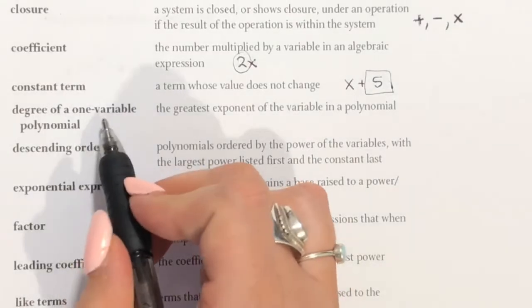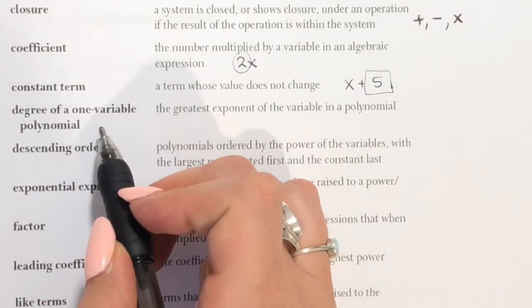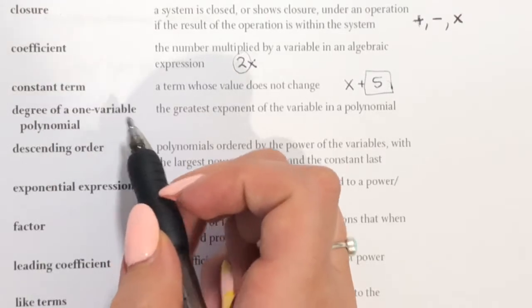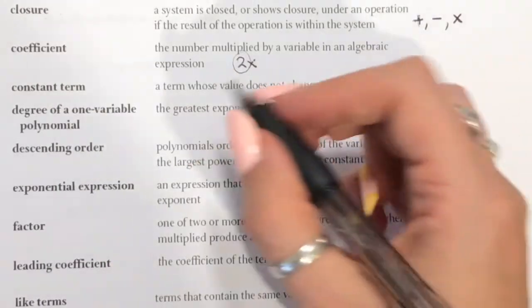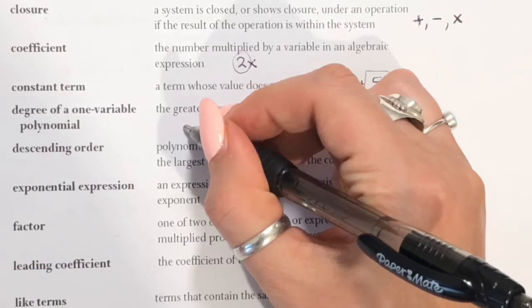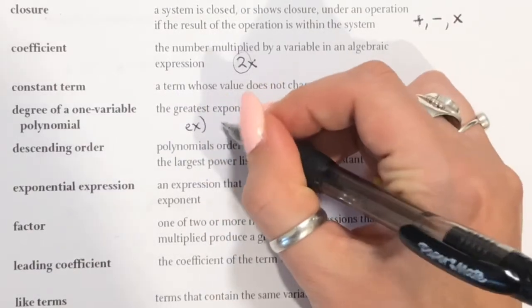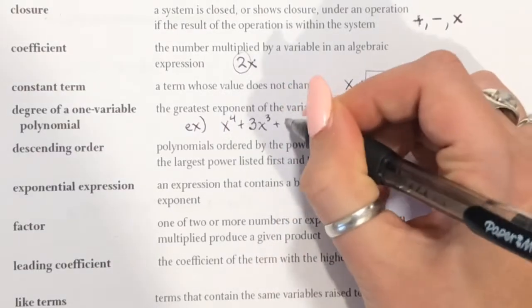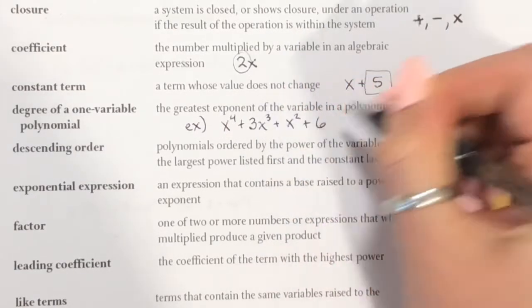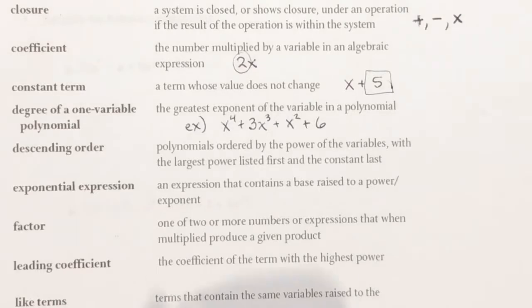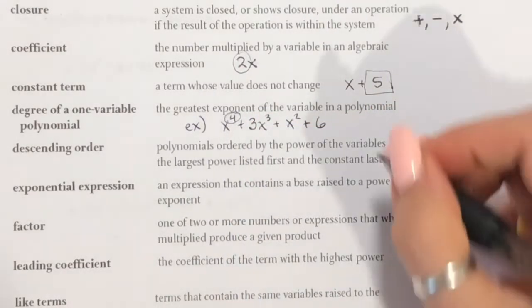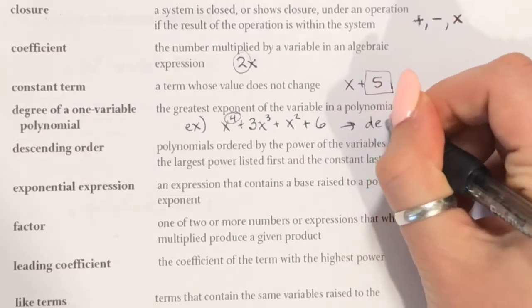Okay, degree of a one variable polynomial, so that means it's just using x's, is going to be the greatest exponent of the variable in the polynomial. So for example, let's say I have x to the 4th plus 3x cubed plus x squared plus 6, and that's my polynomial. The degree is going to be the highest exponent, so that would mean degree equals 4.